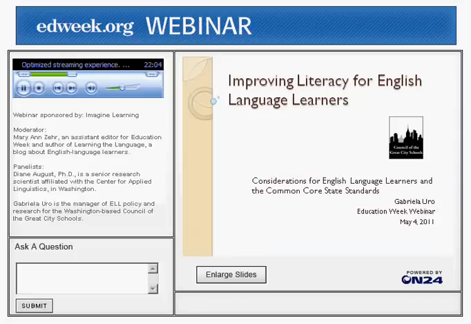Now we turn to Gabriela Uro. She's from the Council of the Great City Schools, and she will talk about how school district administrators should consider, what they should consider in improving literacy for English language learners. She's going to focus partly on the context that many school district administrators are thinking of right now, and that is implementation of the state's Common Core academic standards and what they should consider for English language learners.